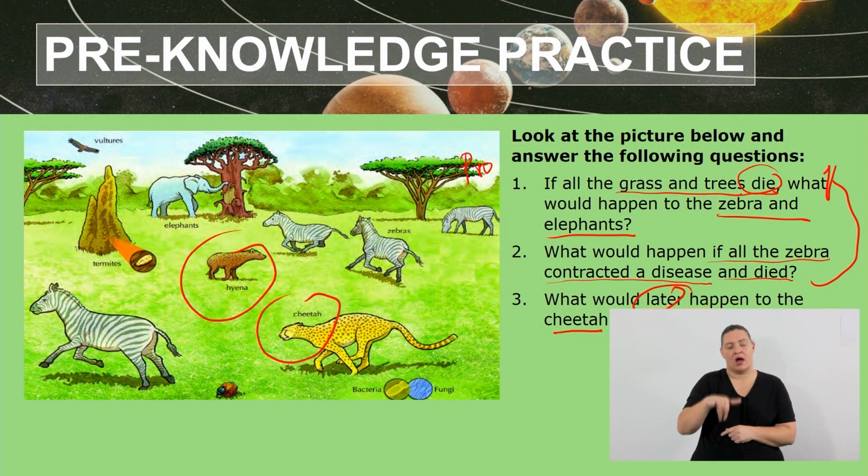Now that there are no zebras to eat, there are no producers to eat, then the hyena and the cheetah might also find themselves not having food and might eventually die and will get broken down by decomposers and fertilize the earth, and then nutrients are recycled in that manner. So that is all for our pre-knowledge activity. We are going to move on to our new terminology. These are the words that you are going to come across in this lesson.